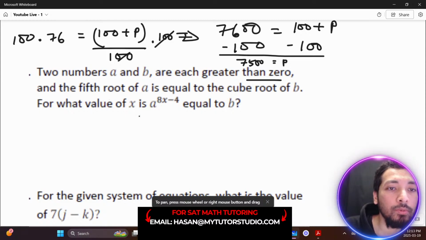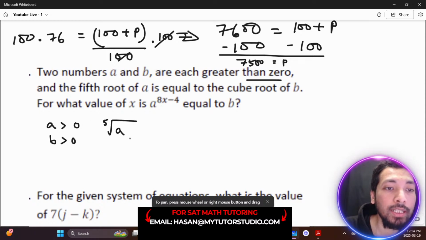So let's try to write down the information here. We know that a and b are both greater than 0. So a is greater than 0. b is also greater than 0. The fifth root of a, which means a with a fifth root like this, is equal to the cube root of b. So we write it like this.